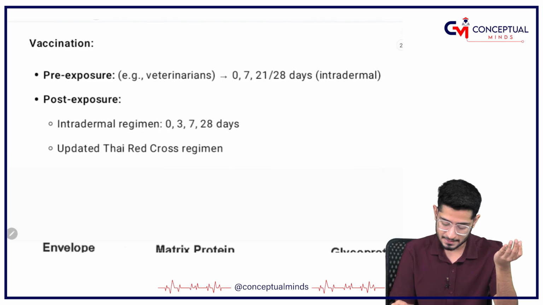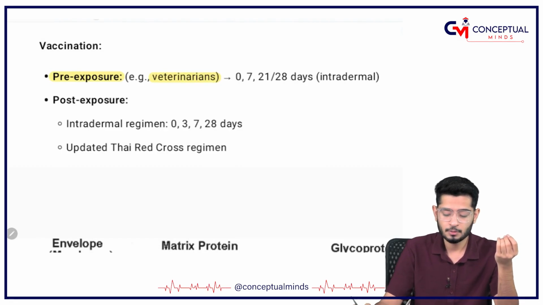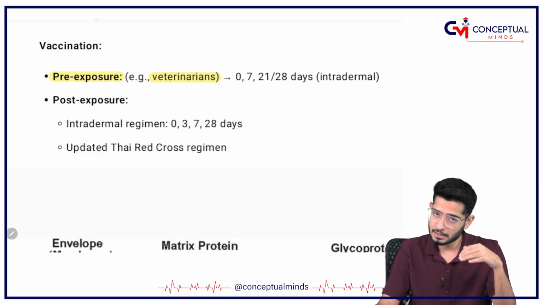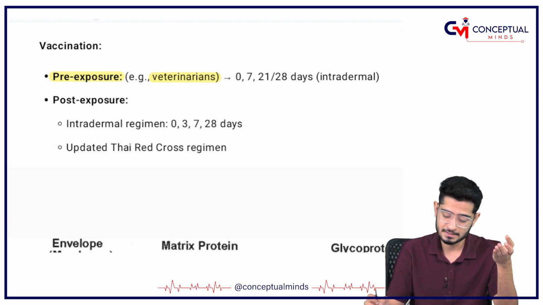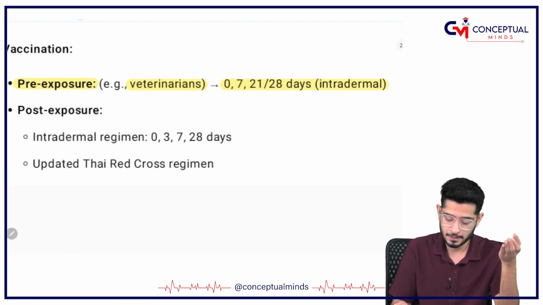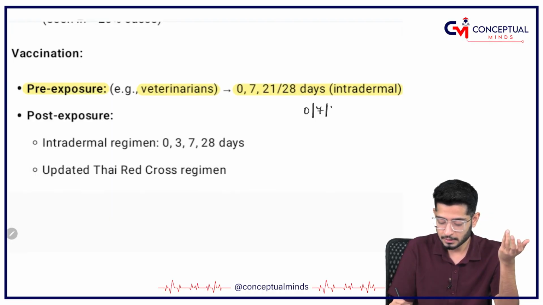So what is the vaccination schedule? Please remember, there is a pre-exposure prophylaxis. Just the veterinarians, doctors practicing veterinary, take pre-exposure prophylaxis. How are they going to take it? They are going to take 0, 7, 21, 28 intradermally. So remember this, you have the table of 7, right? So 0, then 7, then 14, then 21, then 28.